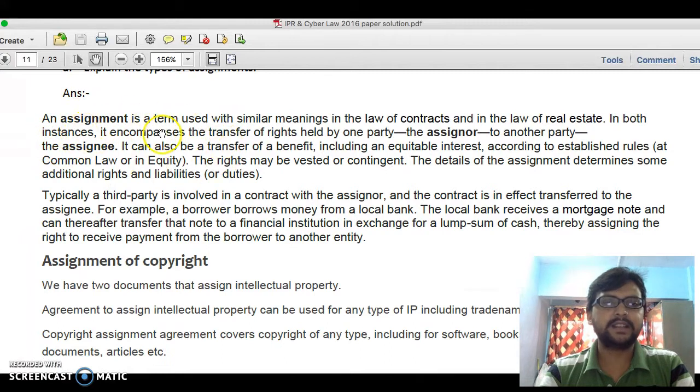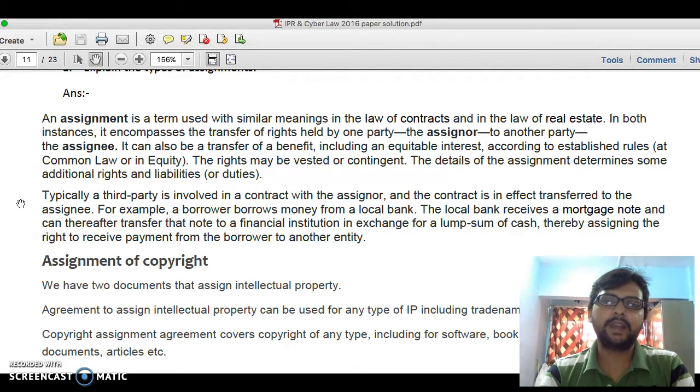What is assignment? Assignment is a term used with similar meaning in the law of contract and in the law of real estate. In both instances, it encompasses the transfer of rights. Remember what we are doing? We are assigning some rights. For example, in a file, I can assign you the right over the file to read, write, or execute. So these are rights which I can assign you if I am the owner of that particular file.